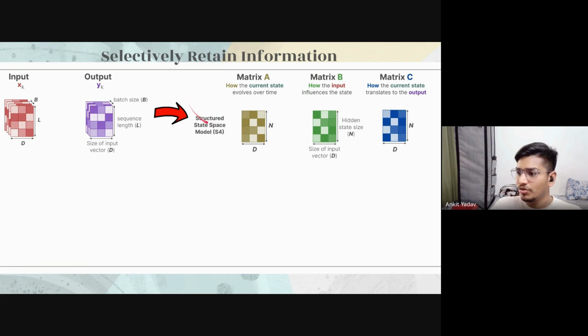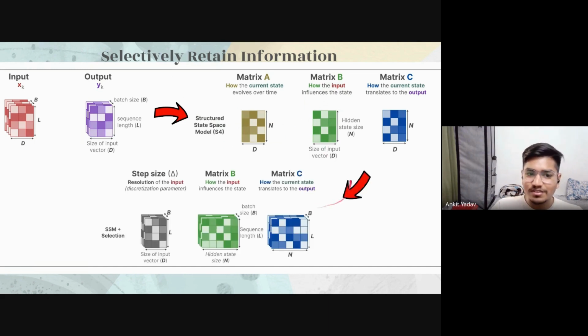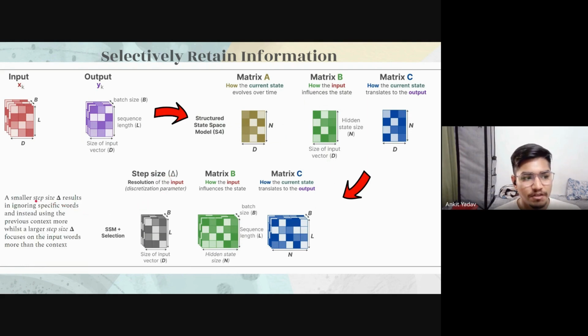But this B should now change over time if XT is changing. So for that, they have included another parameter, L, the sequence length. Now they know the sequence length and how things will change over time. This delta we have seen is the step size. If the step size is smaller, it will ignore the current input word and increase the context of the previous hidden state. I think I don't have a diagram right now.